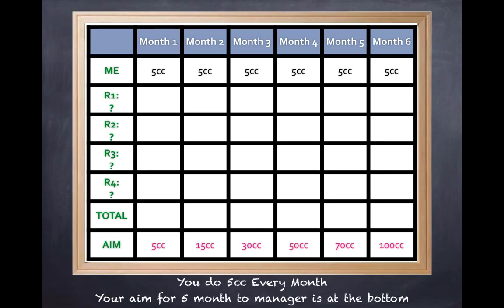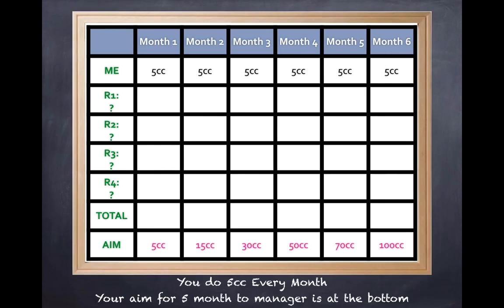So you are going to do 5 case credits every month, and you're going to do that by recruiting 2 people and doing 1 case credit retail. There's lots of training out there to show you how to do that, so I'm not going to go into it, but you just need to know that in month 1 all the way to month 6 you're doing 5 case credits. The 5 month to manager plan is right at the bottom. It says there that the first month you need to do 5 case credits, the second month 15, the third 30, the fourth 50, then 70 and then 100, and that's the same plan throughout.